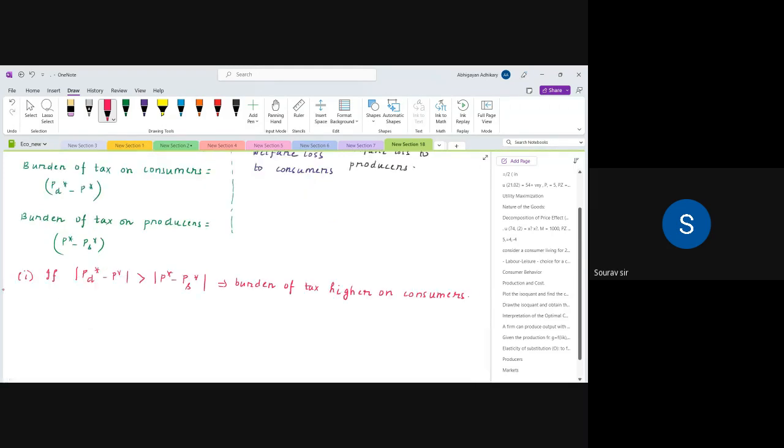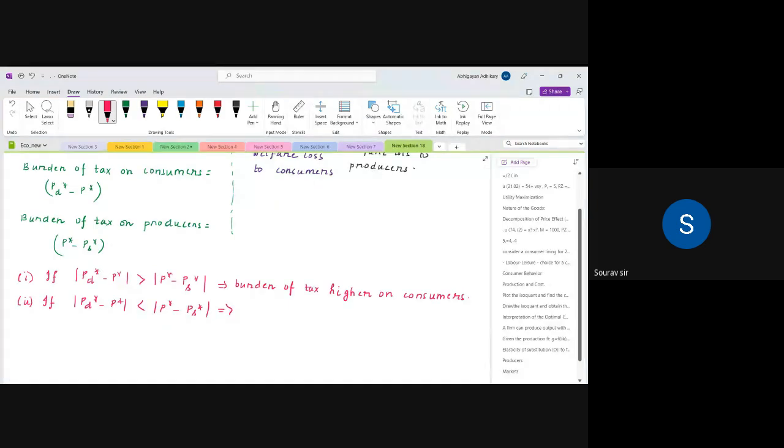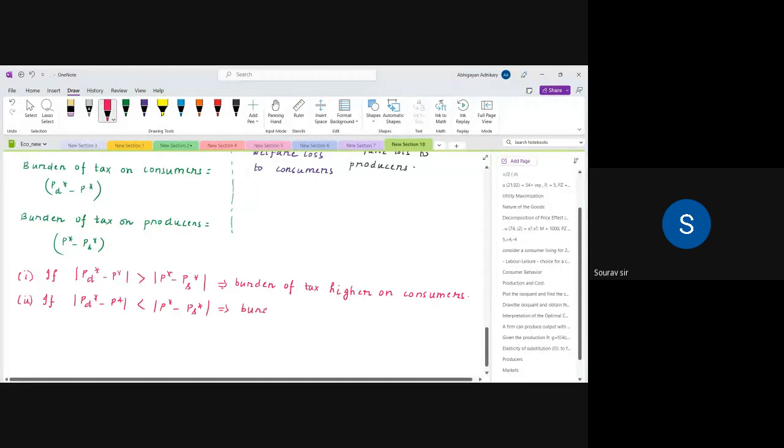All right. And the second one, if it's the other way around, anyone? What would that mean? If the inequality is the other way around? Burden is on the producers. Yes, it's on the higher side on the producers. Okay.